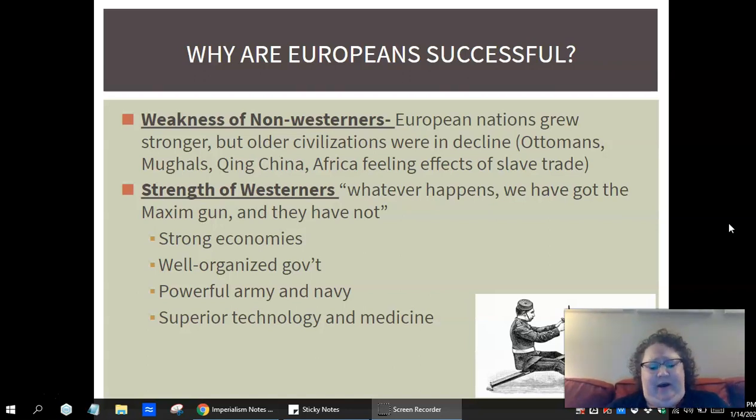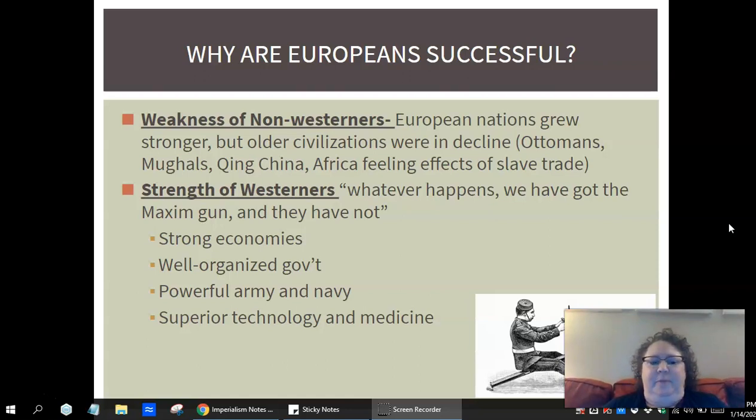Africa, poor Africa, there are 54 countries in Africa today. I think 55 now with South Sudan. Only two managed to keep Europeans from taking over their country. Only two. Liberia and Ethiopia were the only two countries that managed to remain independent.